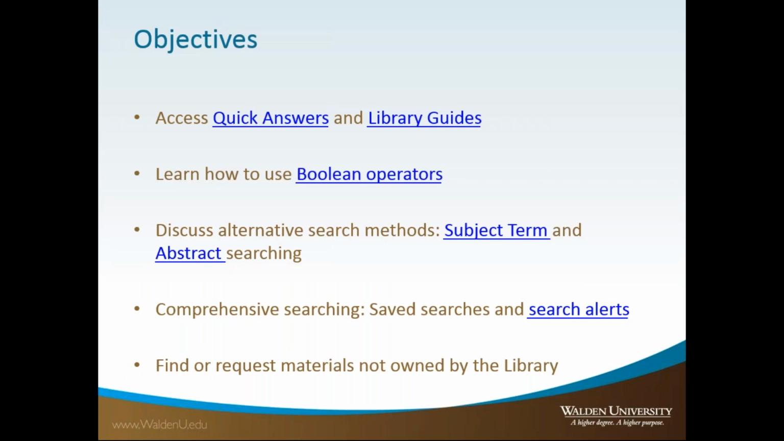Okay, our first objective here is to access quick answers and library guides. These are incredibly helpful instructional content that you have access to through the library's website. Next, we'll talk a little bit about Boolean operators, what they are and how to use them when you're searching in databases. We'll talk about a couple alternative search methods, alternative to the keyword strategy, and some things we'll talk about are subject term searching and abstract searching.